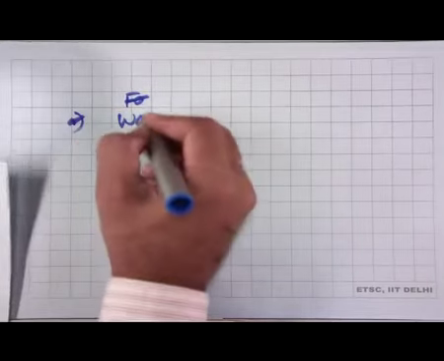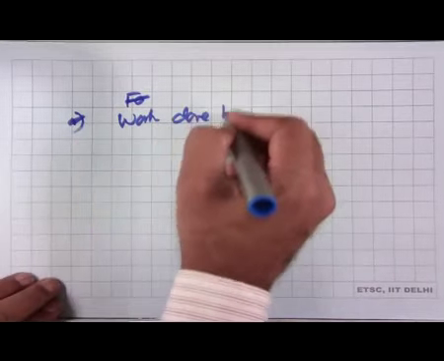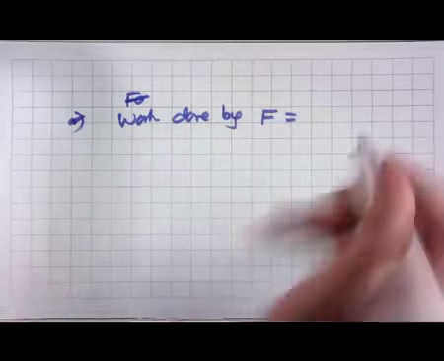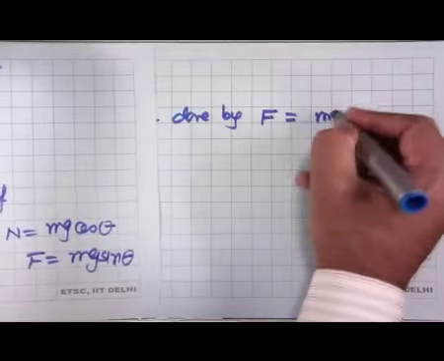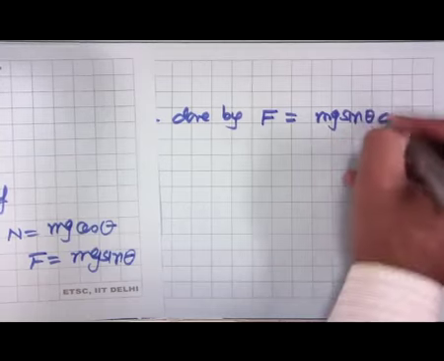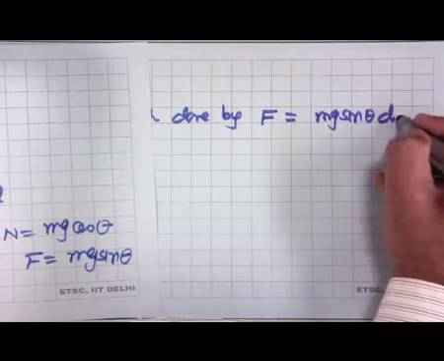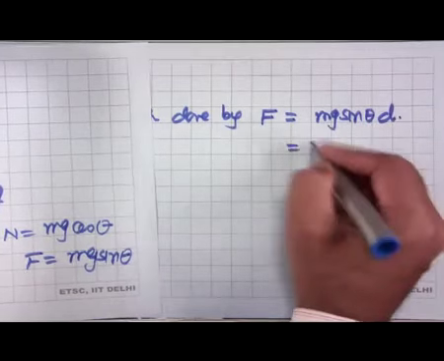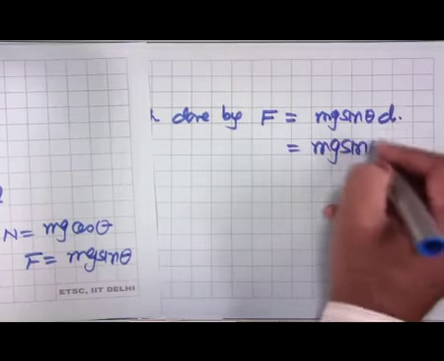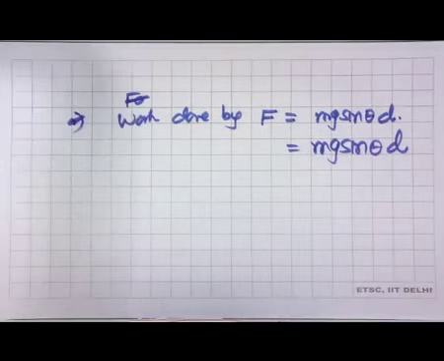So now, to find the work done by the force F, this will be equal to the force F, mg sin theta, times the displacement d times cosine of 0, which is 1. So that will be equal to mg sin theta times d.